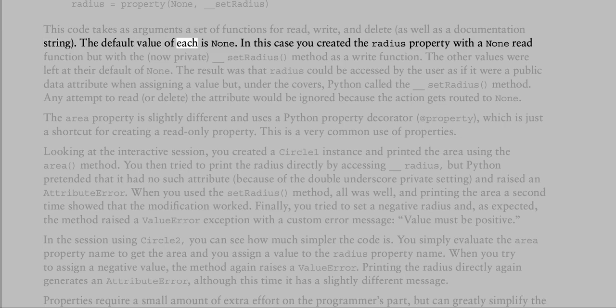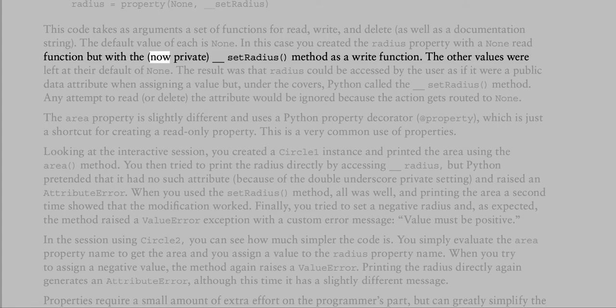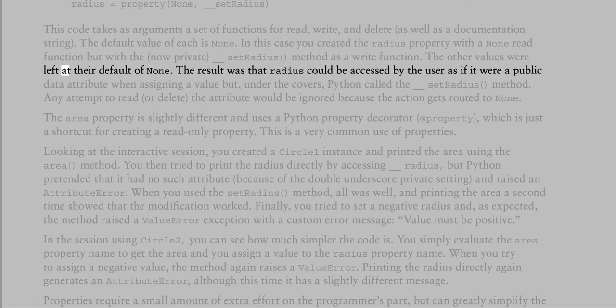The default value of each is None. In this case you created the radius property with a None read function, but with the, now private, __set_radius method as a write function. The other values were left at their default of None.